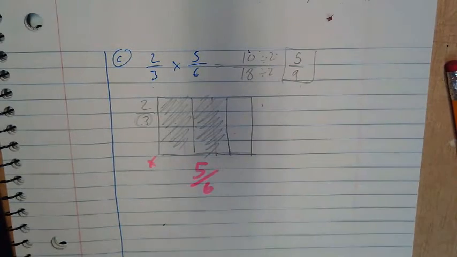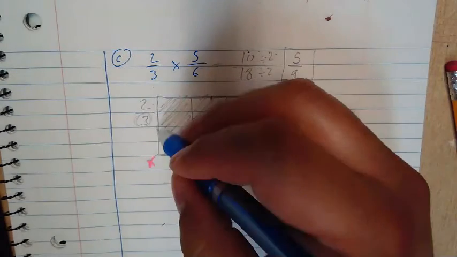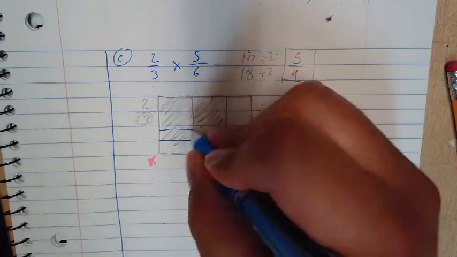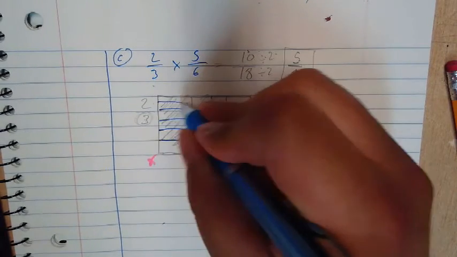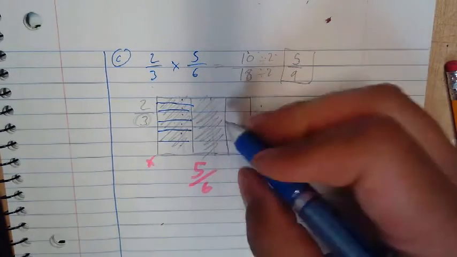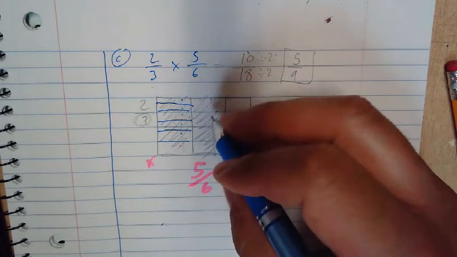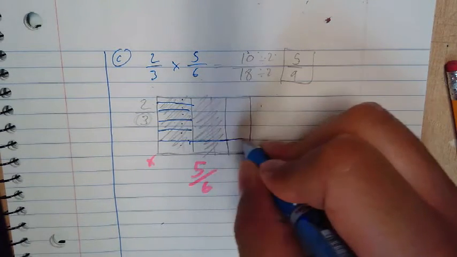Okay, now look at the denominator. Now we're making sets of 6. That means each piece now becomes 6. 1, 2, 3, 4, 5. 1, 2, 3, 4, 5, 6. Right? Each piece now becomes 6. That means you have to do it for all of them.